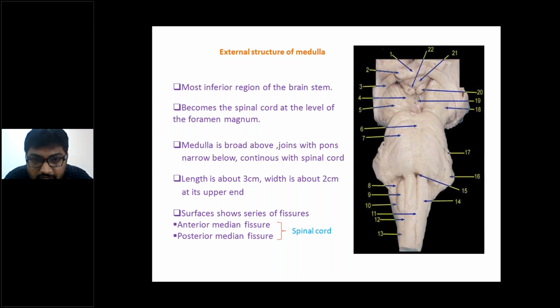Medulla is the most inferior region of the brainstem. It becomes the spinal cord at the level of foramen magnum. Medulla is broad above, joins with the pons, and narrow below, continues with the spinal cord. Length is about 3 centimeters. Width is about 2 centimeters at its upper end. It has two surfaces, anterior and posterior, and two fissures, anterior median fissure and posterior median fissure.